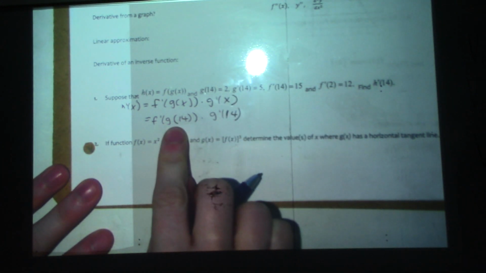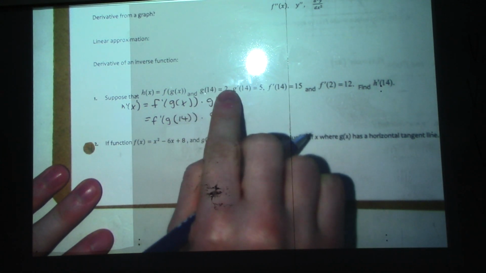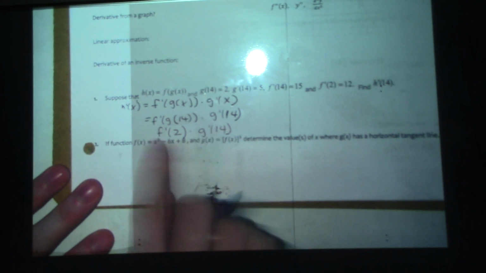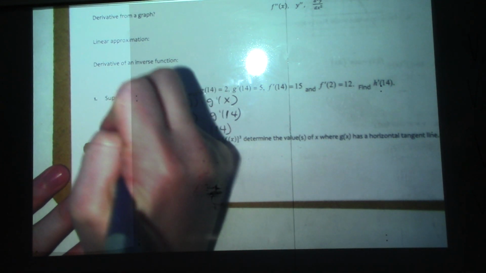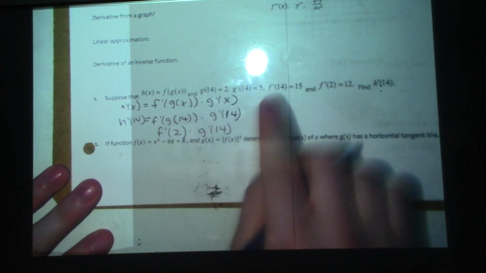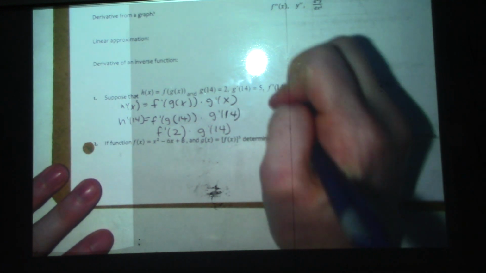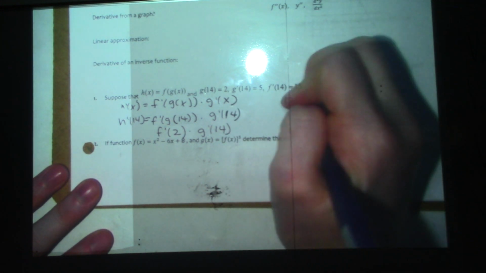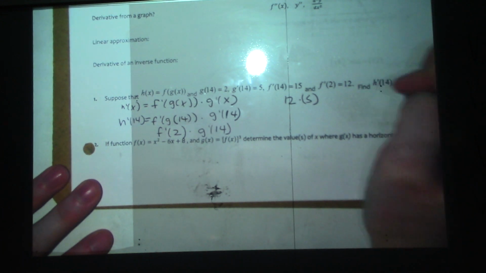Well, first we need to find g of 14. It says g of 14 is 2, so this just becomes f prime of 2 times g prime of 14. And then now these are just two values being multiplied, because this is my h prime of 14. So then f prime of 2 is 12, times g prime of 14 is 5. So then your answer, h prime of 14, is 5 times 12, which is 60.